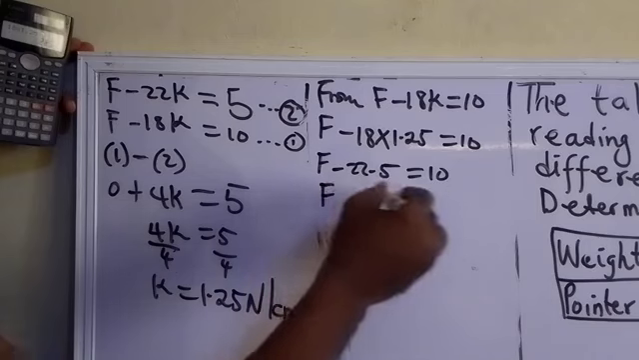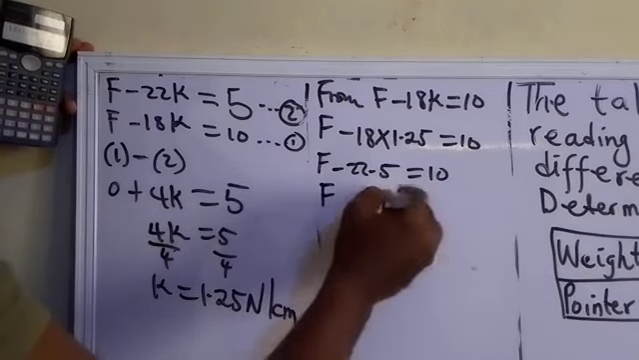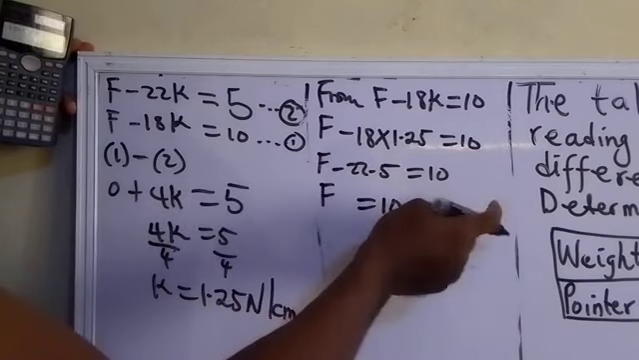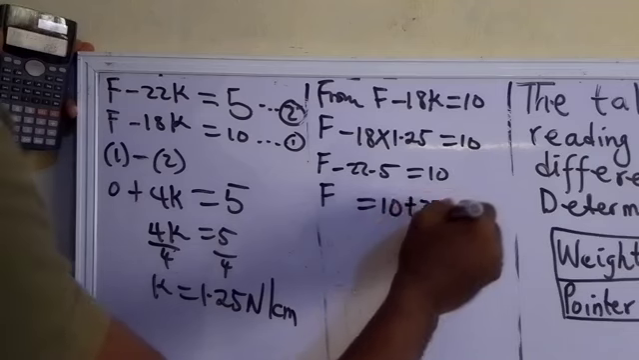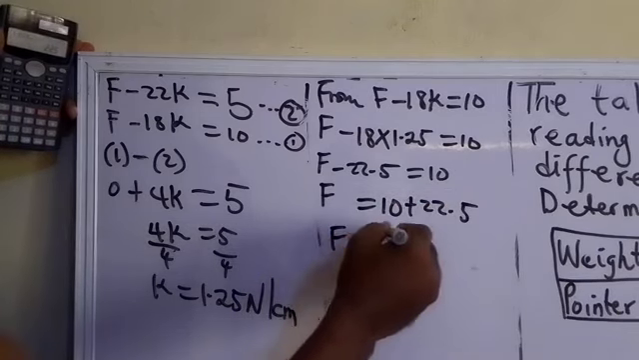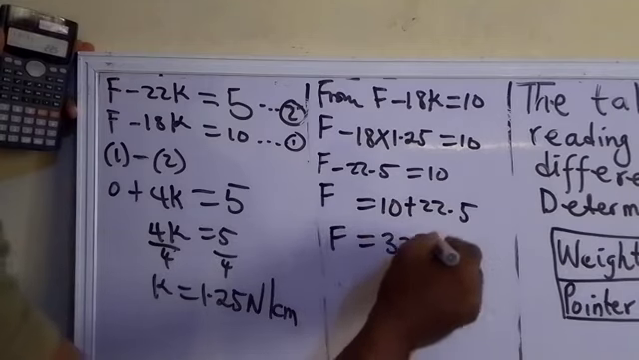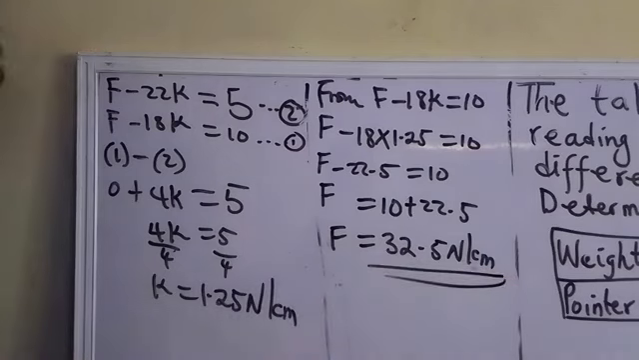Therefore F equals 10, still on the right side, plus 22.5, since 22.5 moves to the right side of the equation and becomes plus 22.5, and when you add that together you have 32.5 Newton. So guys, this is the value of F.